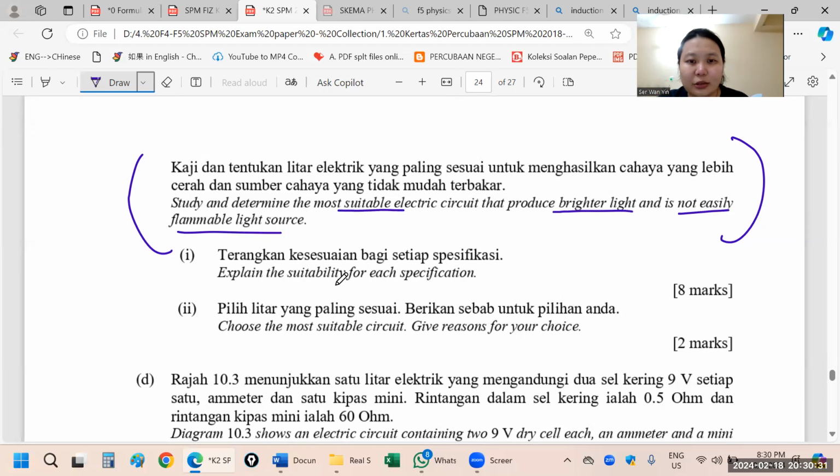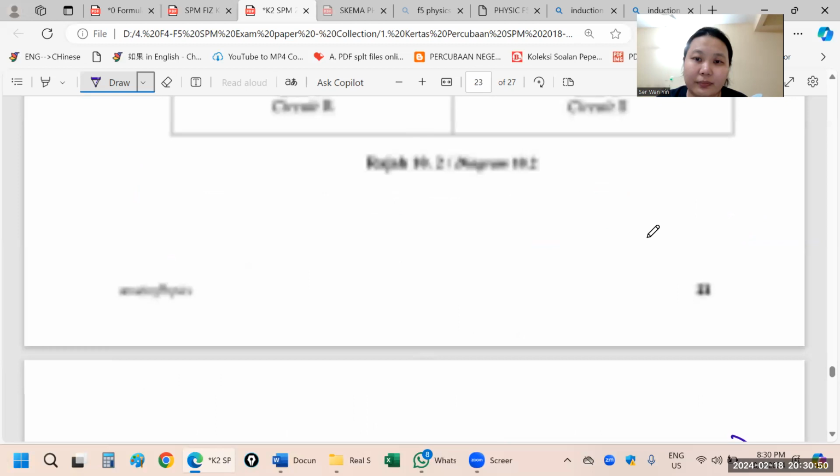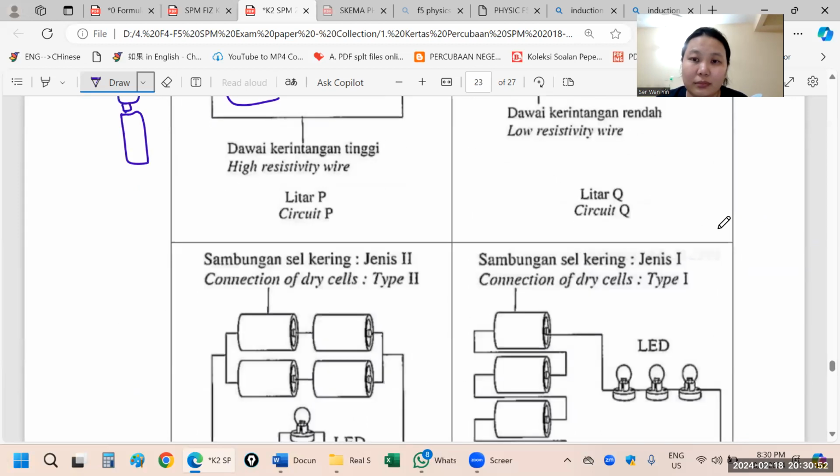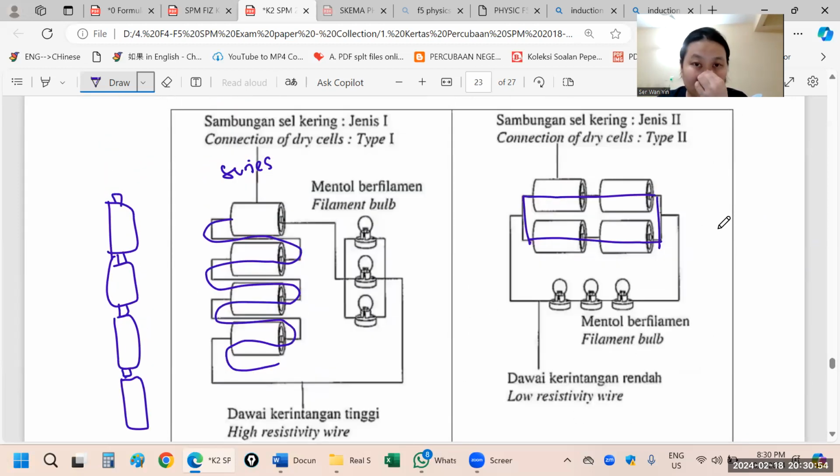Okay, explain the suitability. So brighter light. If you say brighter light, it cannot, but you can say high intensity of light. Intensity. Yeah, as long as you change it, okay? As long as you change to intensity. Wait a minute.